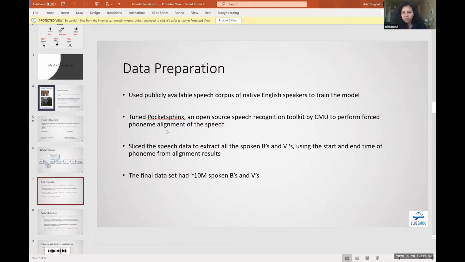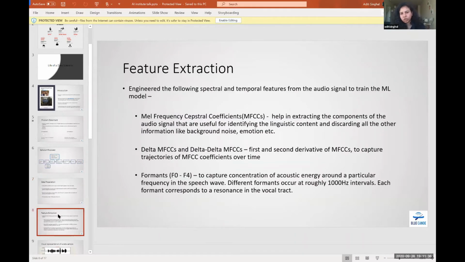Once we have the timing information, we slice the audio recordings to get all the B's and V's spoken. After preparing the data, we had about 10 million spoken B's and V's with their labels. This is all about native speech, because right now we are trying to create a benchmark model against which we can compare our non-native speech. Then, moving on to feature extraction.